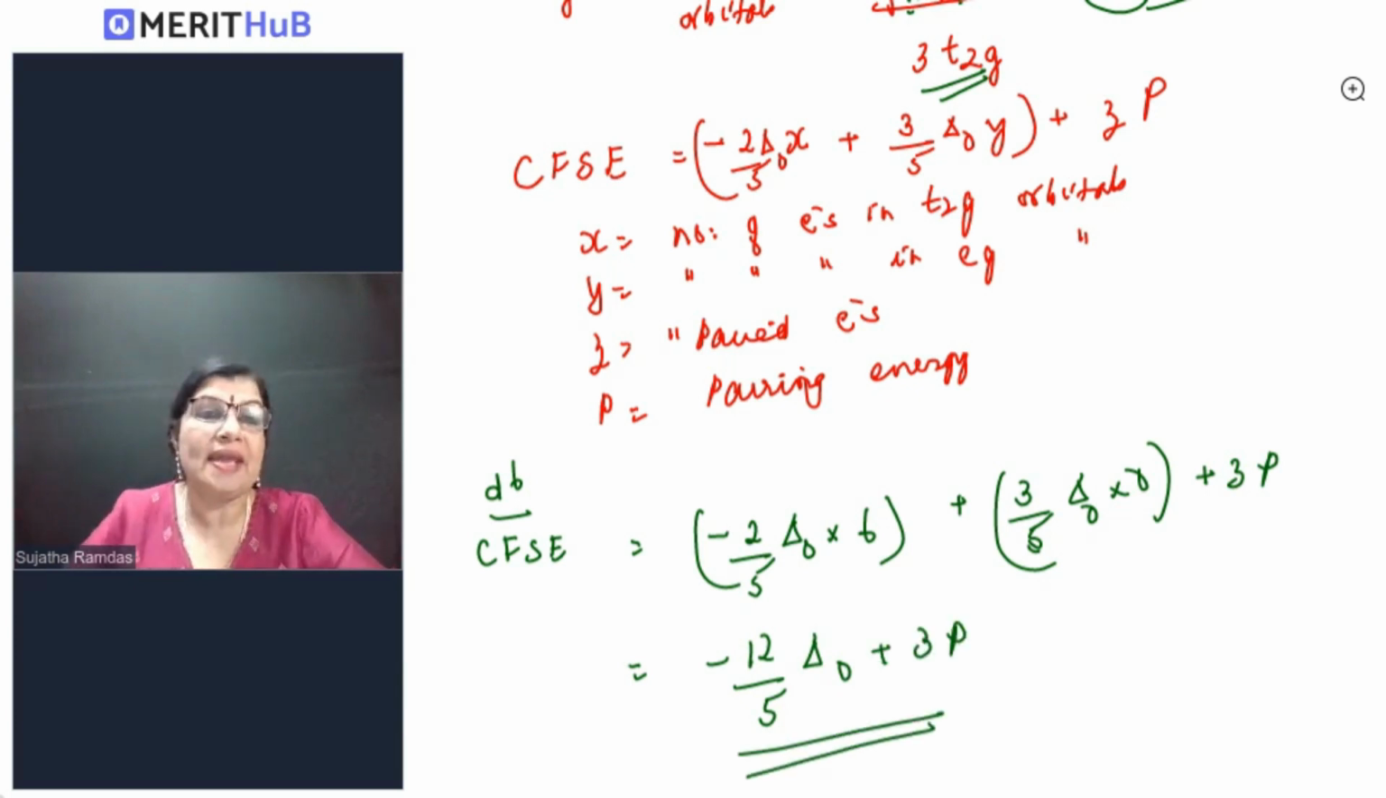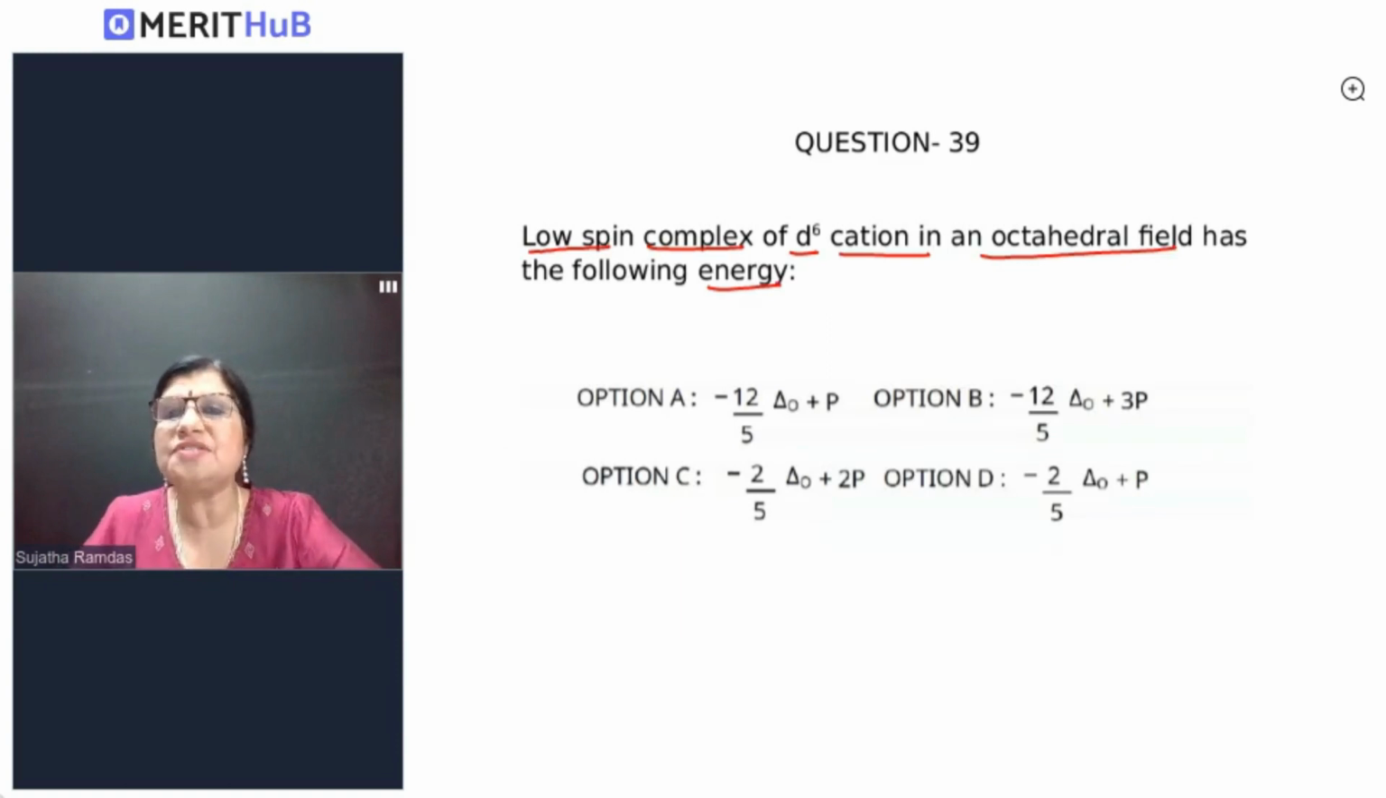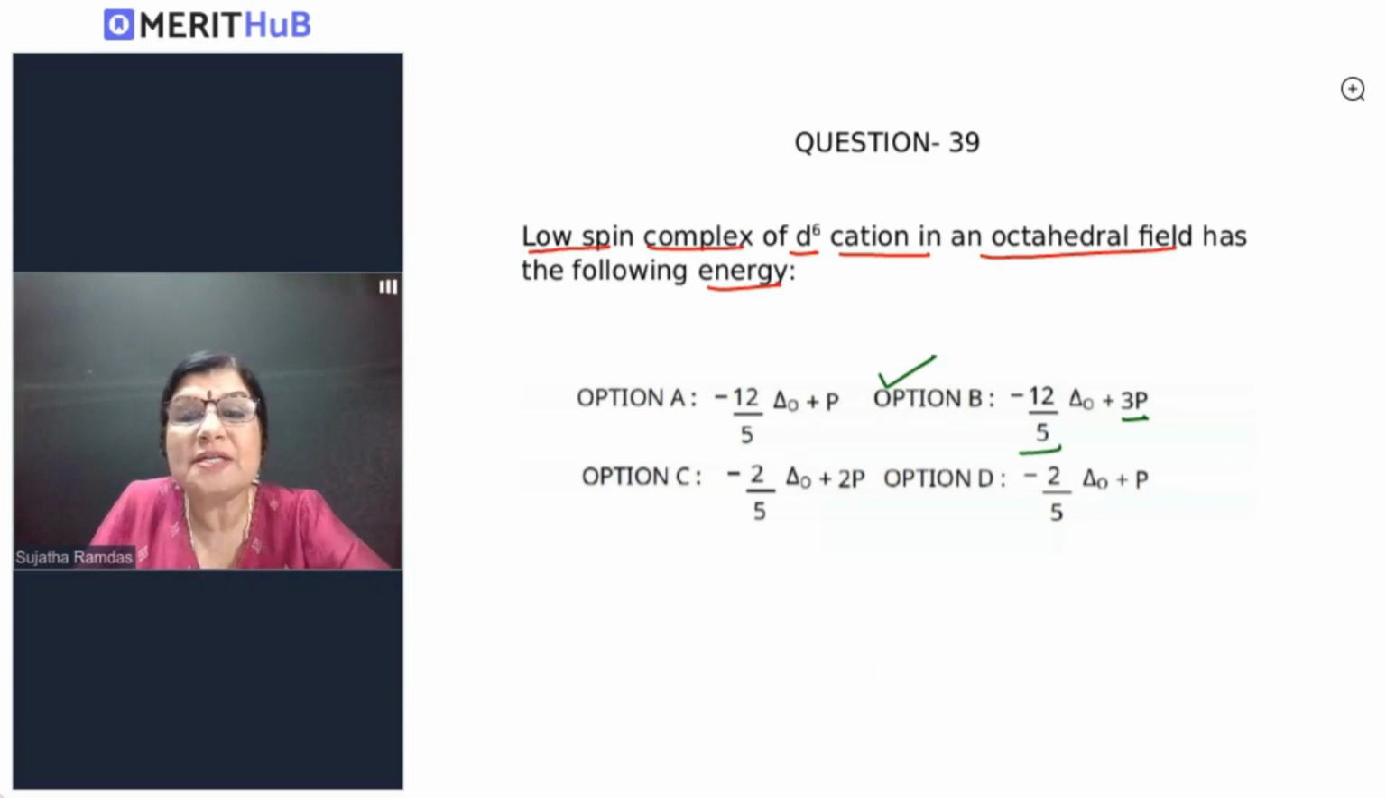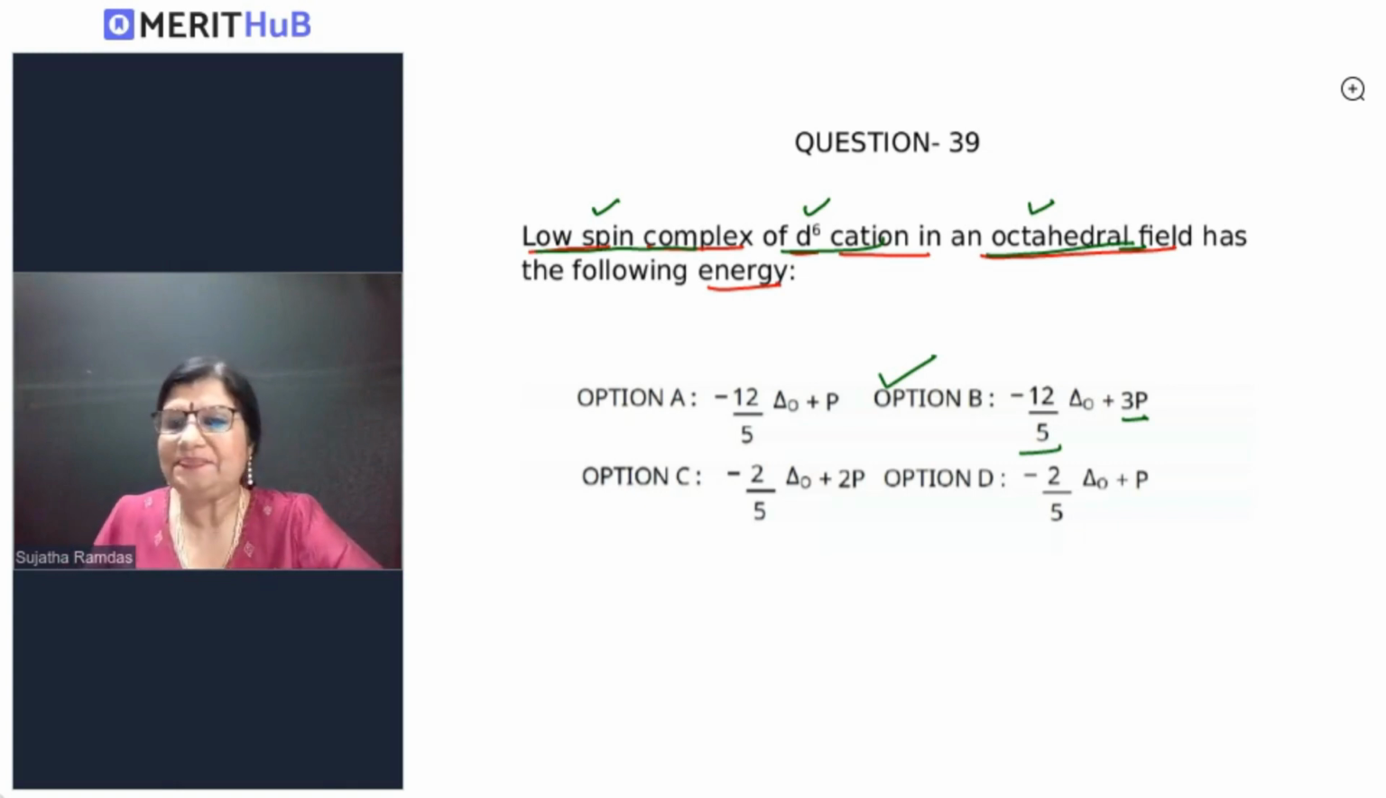So this will be the crystal field splitting energy of a d6 cation, low spin complex d6 cation. Okay, so let's go back to the options. So option B would be the correct answer. Minus 12 by 5 delta O plus 3p is the energy for a low spin complex of d6 cation in an octahedral field. All these terminologies are important. Okay, so that is about question number 39.